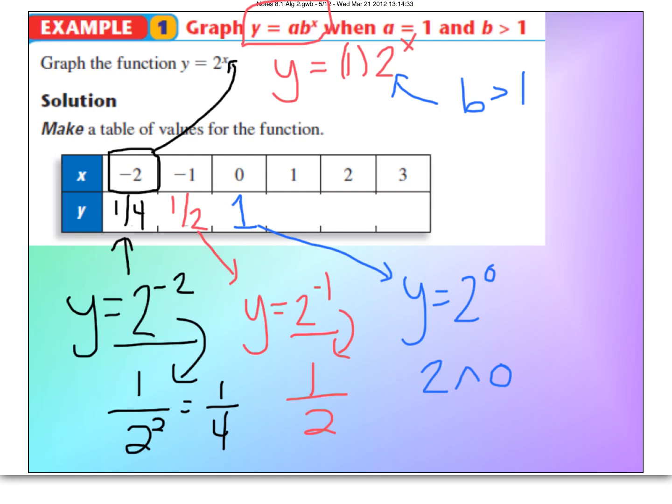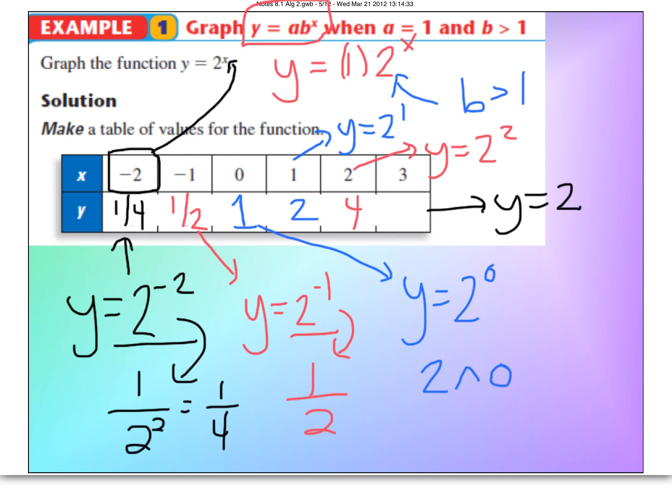The last 3 we've been doing for quite a while. These are little quick ones. This is y equals 2 to the 1st power, which is just 2. This one right here, y equals 2 squared, which is 4. And then the last one here, y equals 2 cubed. Be careful, that's 2 times 2 times 2, which is 8.